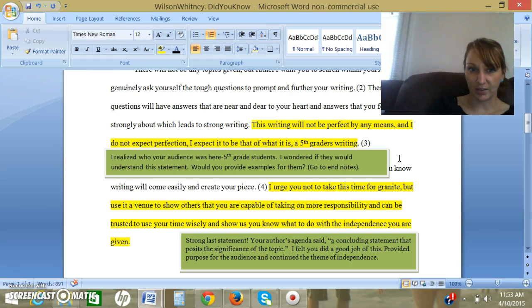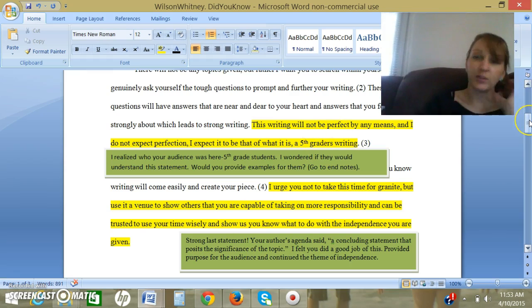has the same idea. I realized at this time when I was reading it, okay, fifth grade is the audience here. And I kind of wondered if fifth graders would understand that statement. I expect it to be that of what it is, a fifth grader's writing. So maybe I would give them some examples, and I was wondering if you do that, because just saying, I expect a fifth grader's writing, they might not know what that means or what that looks like.